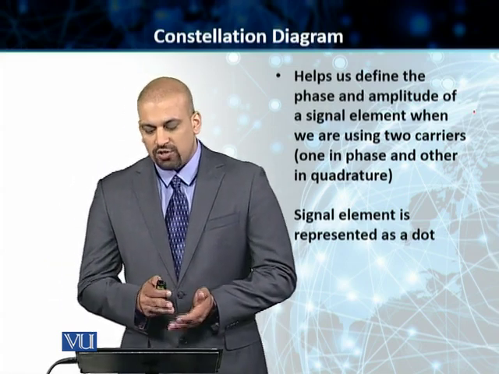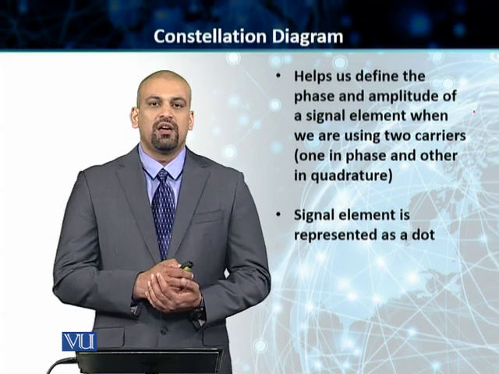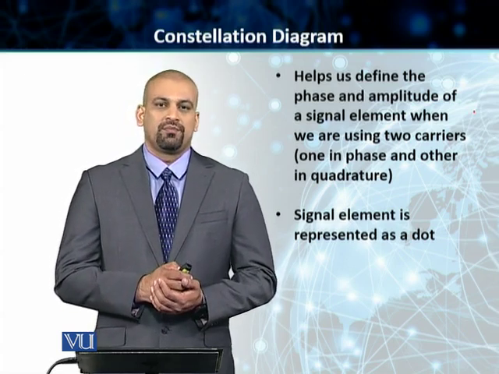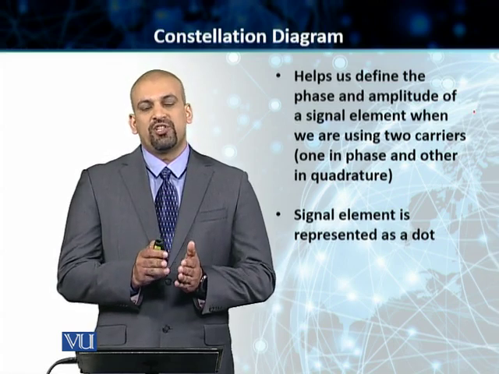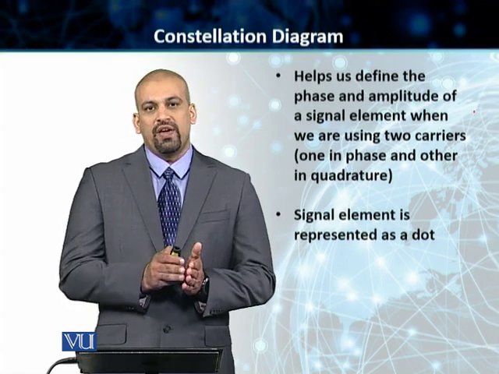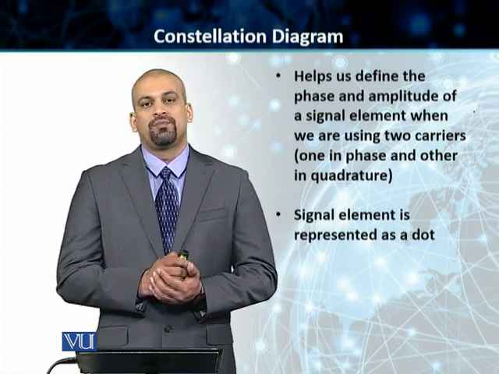Now, students, Constellation Diagram helps us define the phase and amplitude of a signal element. Students, this is especially useful when we are using 2 carrier frequencies, one in phase and one in quadrature.